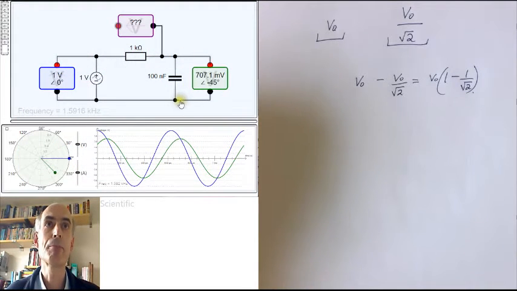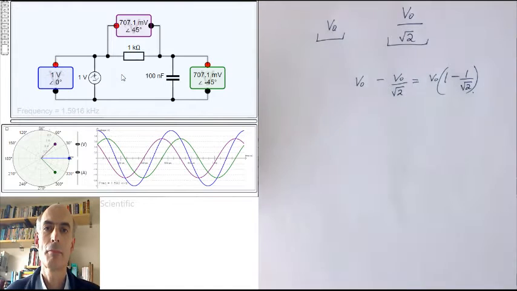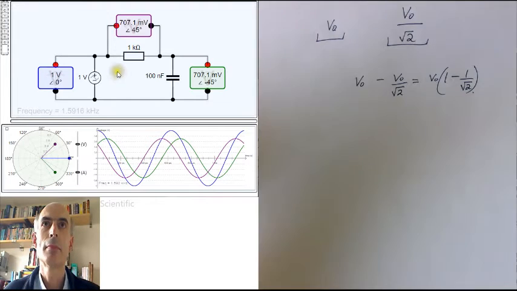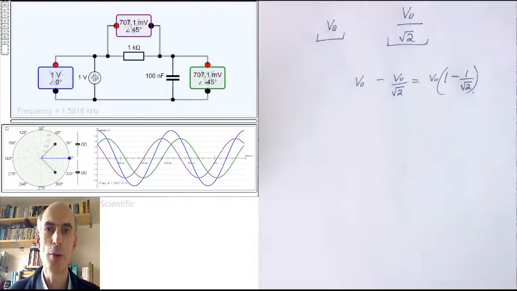Here I've built the circuit, and I've set the frequency so that it's at the break frequency for this value of resistor and capacitor. And as you can see, as expected, the voltage across the capacitor has a magnitude that is the voltage across the voltage source, 1 volt in this case, divided by root 2. But what is the voltage across the resistor? The answer is it's the same as the voltage across the capacitor. It's the voltage source divided by root 2 again.